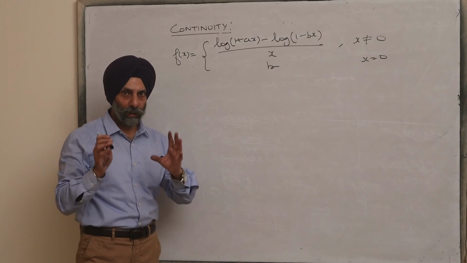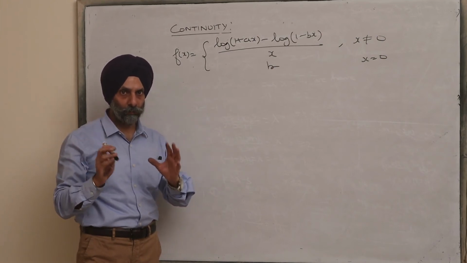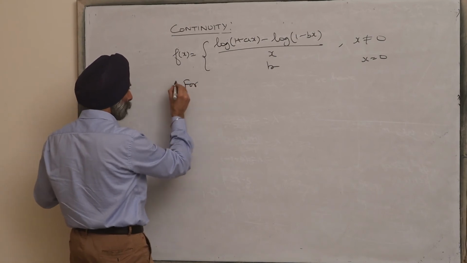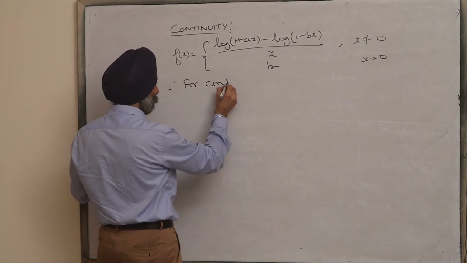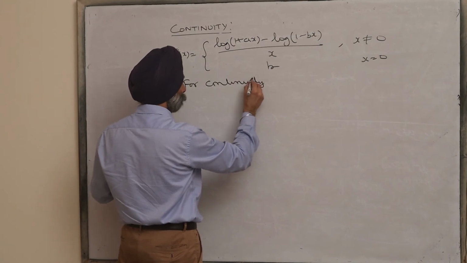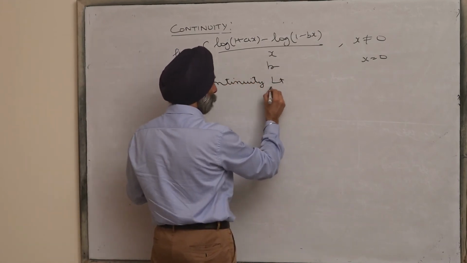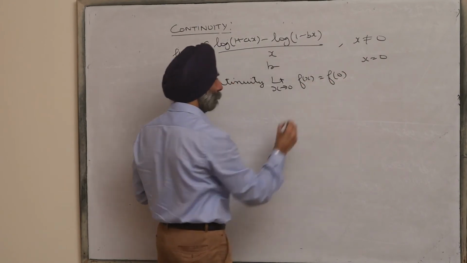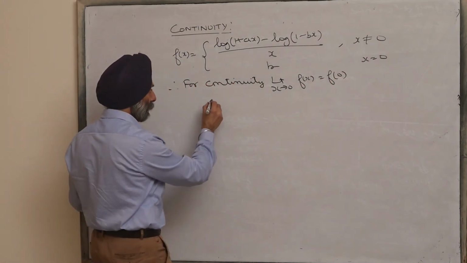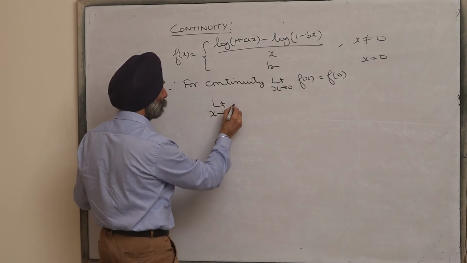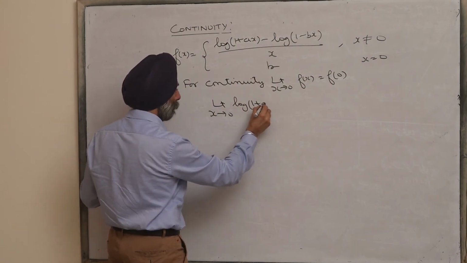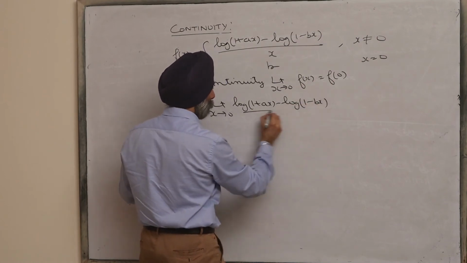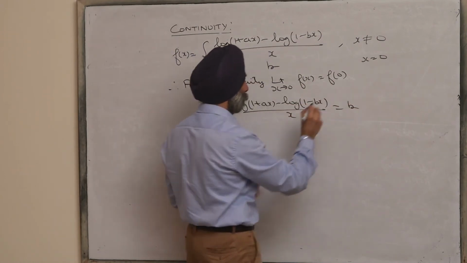That simply implies the limit of this function exists. Since the limit exists, for continuity, limit x approaches 0 of f(x) must be equal to f(0). So what do you mean by that? That is, limit x approaches 0 of log of (1 plus ax) minus log of (1 minus bx) upon x must be equal to k.